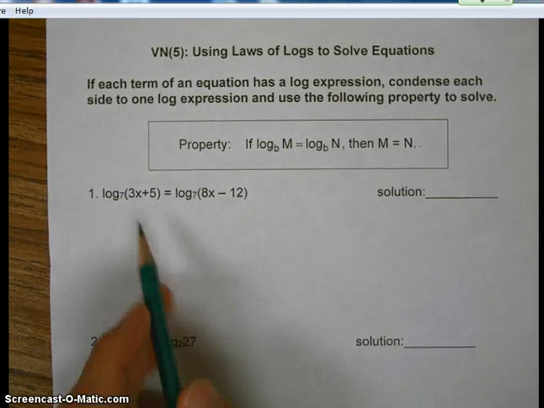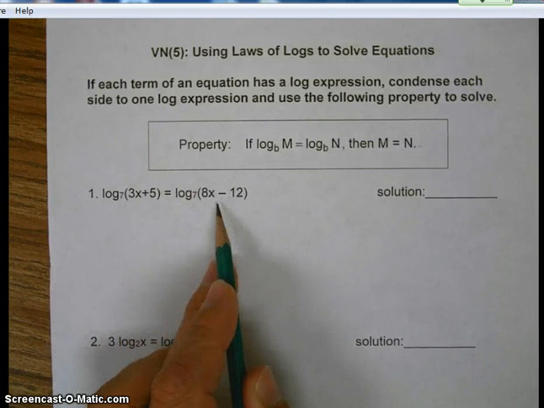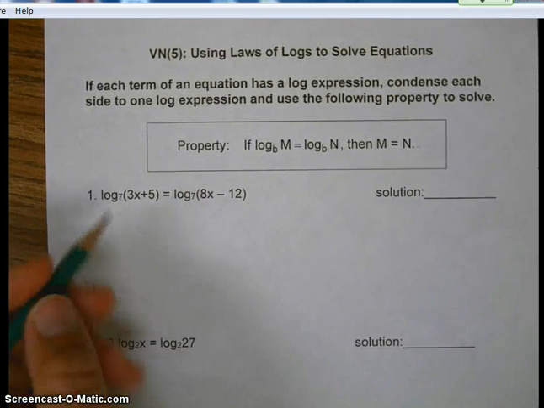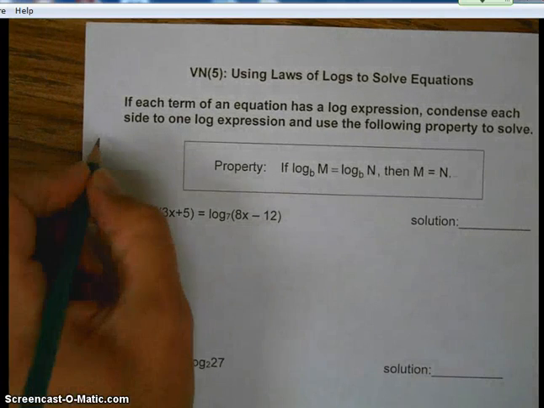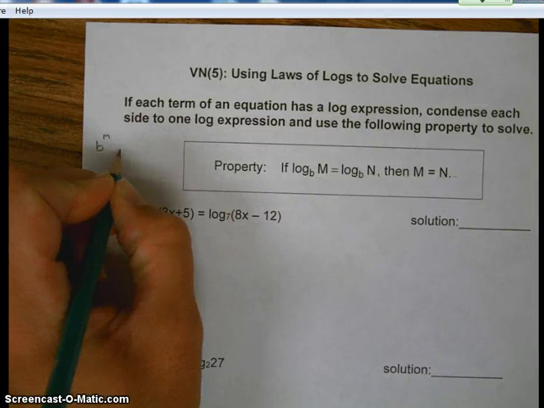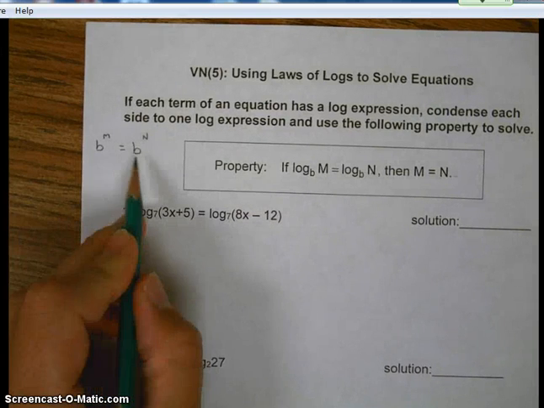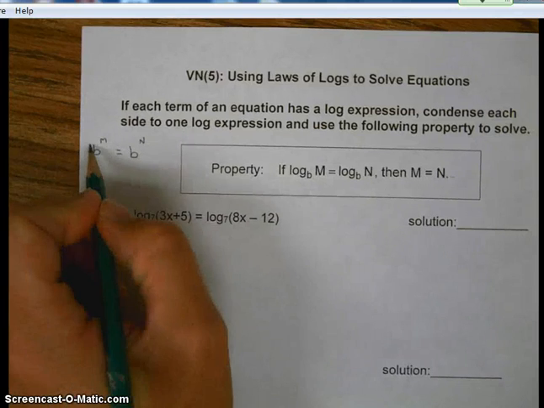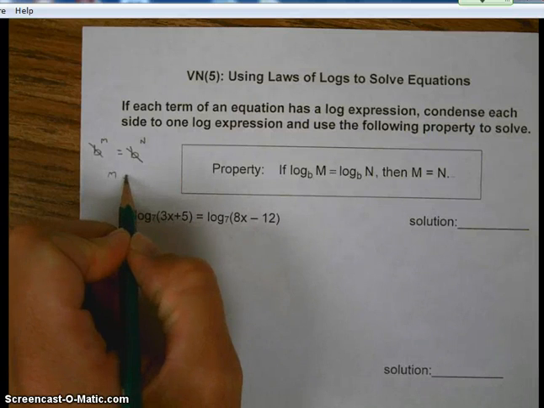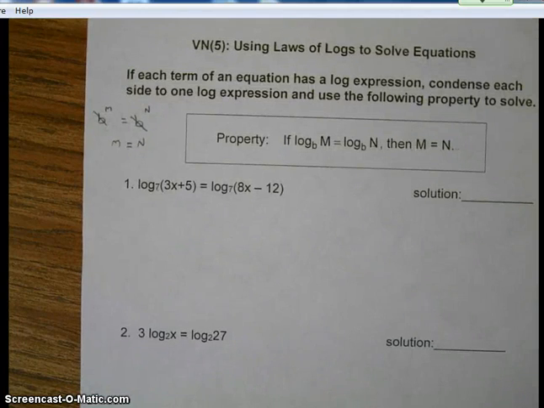Okay, so here's one that's set up. We have a log on the left and a log on the right. So notice the bases are the same. Just like that other property that we learned about, where we had a base raised to an exponent equals a base raised to an exponent, remember that the bases were the same. So when we did that, we could cancel those out and put the exponents equal to each other and then solve. Same thing applies here with this property.